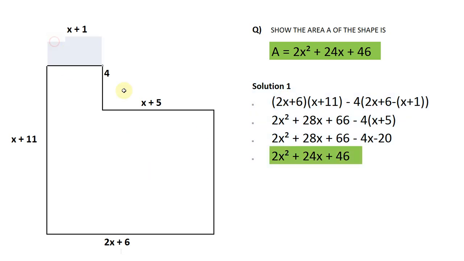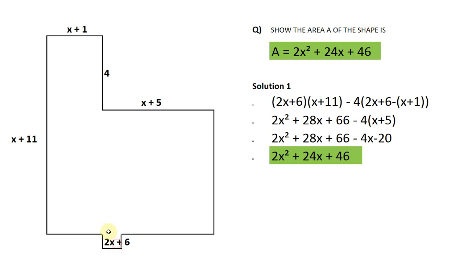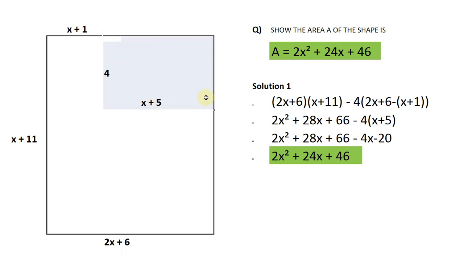So to get the whole shape, it's just length by breadth or width by height. So it's clearly 2x plus 6 times x plus 11. And then we need to subtract off this bit, and as you can see, this bit is 4 times x plus 5.